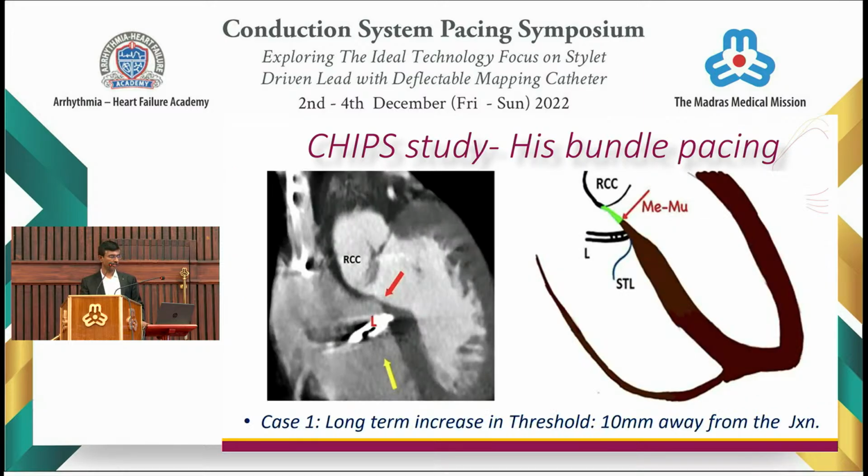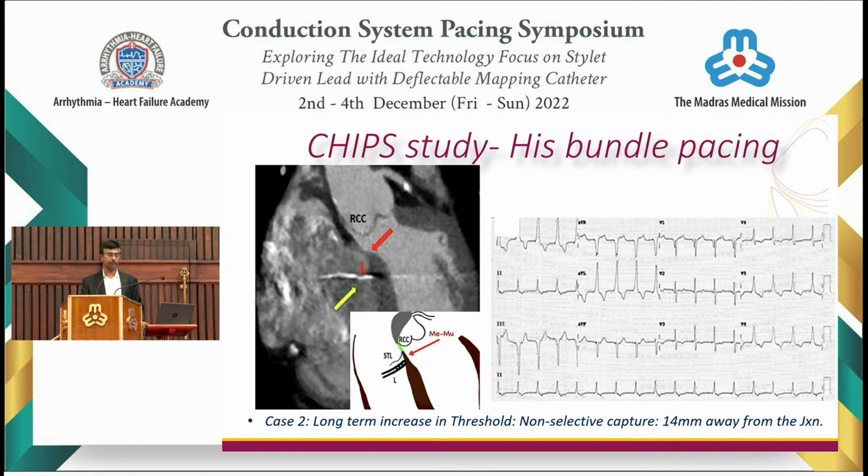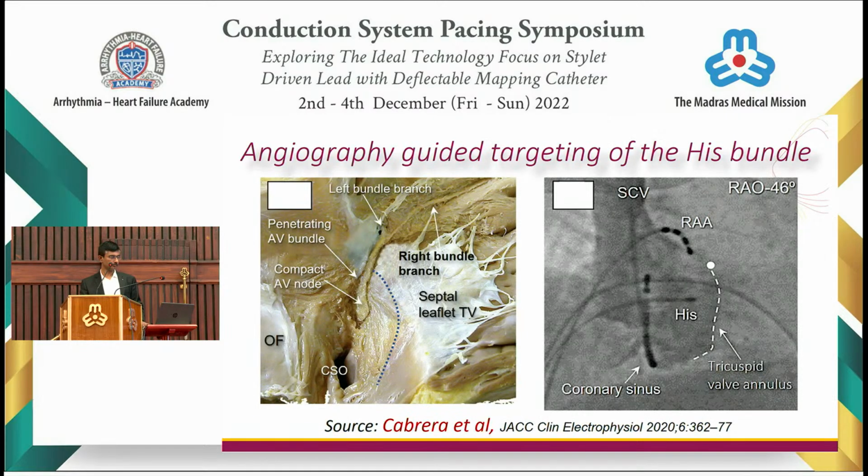This is one particular case where the lead tip was located a centimeter away from the junction of the membranous and muscular septum, and the patient had a chronic rise in His bundle pacing thresholds, leading to lead revision. And this is another patient. The patient had non-selective His bundle pacing on table, with acceptable parameters, and down the lane, the patient had failure of the His bundle pacing lead. Again, looking into it, the location of the lead tip was much farther from the junction of the membranous and the muscular septum.